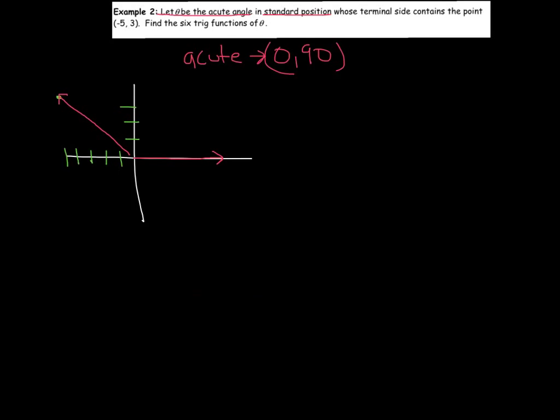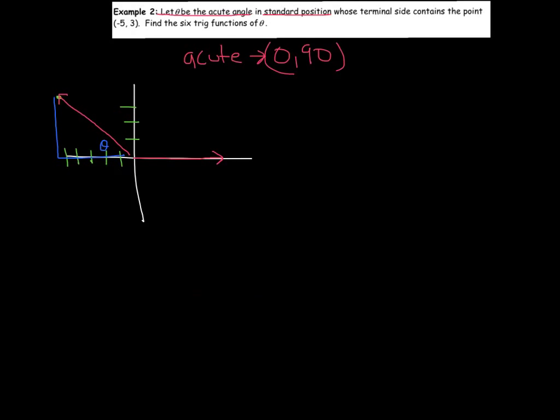All right, so theta, now what type of angle is the angle that I have in red? That is an obtuse angle, right? So that's not the angle that they're looking for. We are interested in this angle right here. We'll call that theta because that's the acute angle. All right, and so it says find the 6 trig functions of theta.